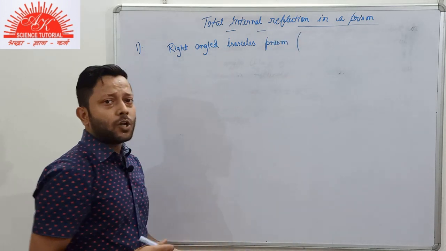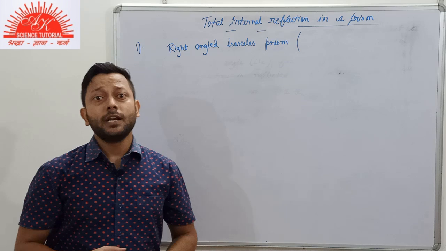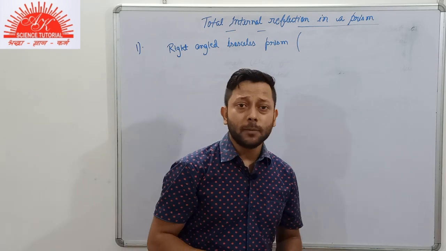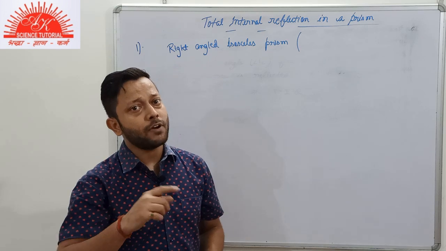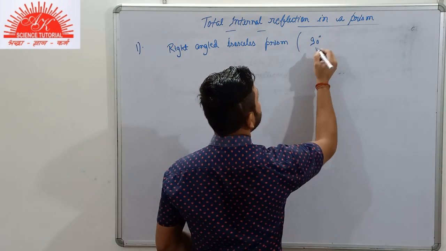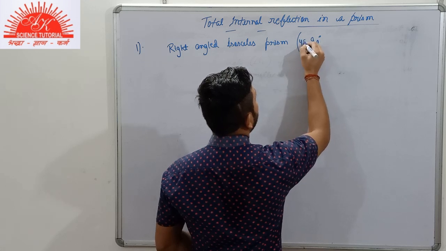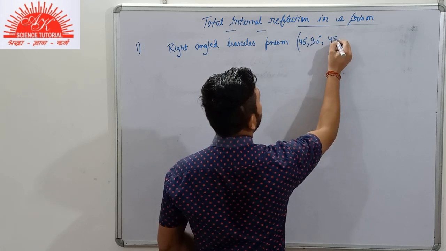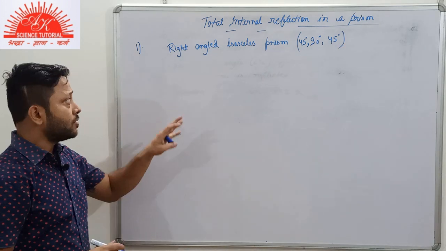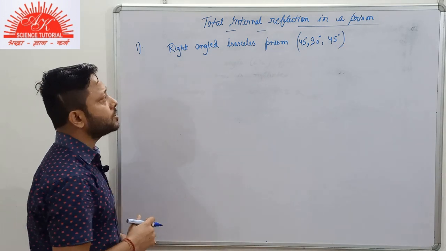Right angle means one of the angles of the prism must be 90 degrees, and the rest of the two angles should be equal. The base angles should be equal, that is 45 and 45. So I'll write the measurement of angles: 90, 45 and 45. This is the measurement of angles of the right angled isosceles prism.